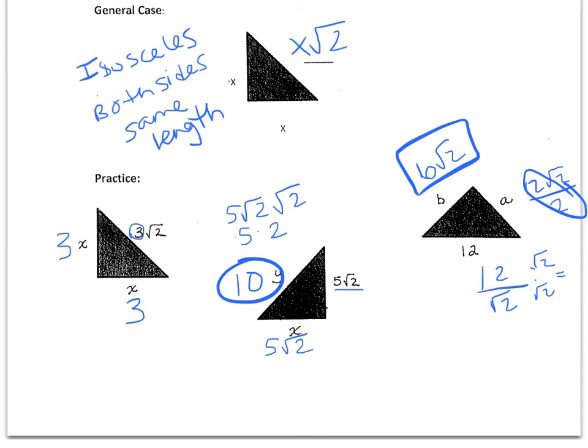Again, if it's an isosceles triangle, the angles are 45, 45, and 90 degrees. Then the same isosceles sides, x and x, would produce a hypotenuse of x times the square root of 2. Or if you have the hypotenuse, to go backwards, we would divide by the square root of 2 to find that short side length.